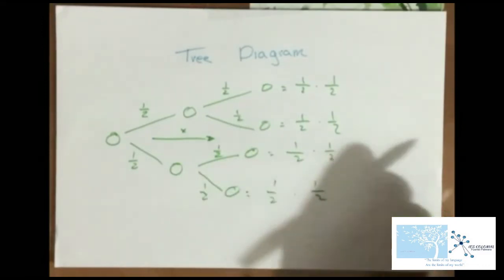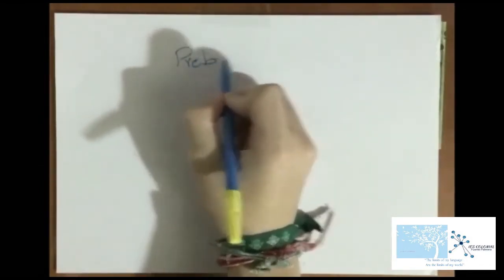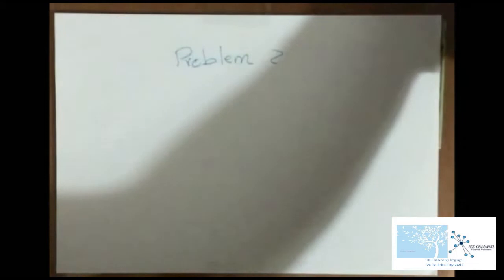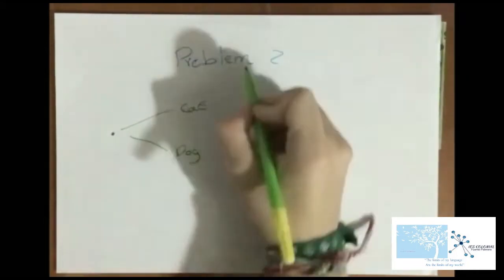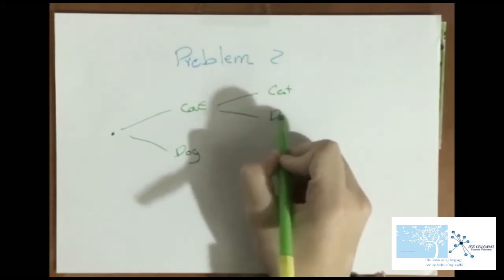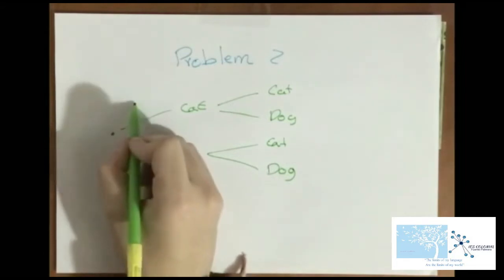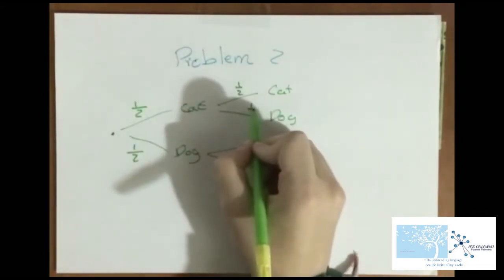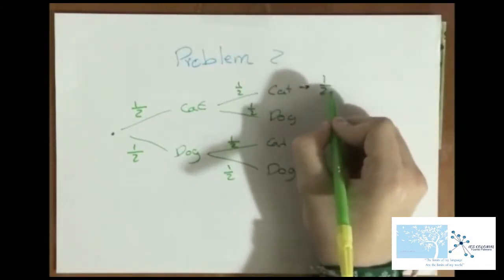Each of these branches is now of the first generation. Now I am going to have one problem for tree diagram. A coin has two faces, a cat and a door. The coin is twisted. Should I calculate the probability of each of the cases?